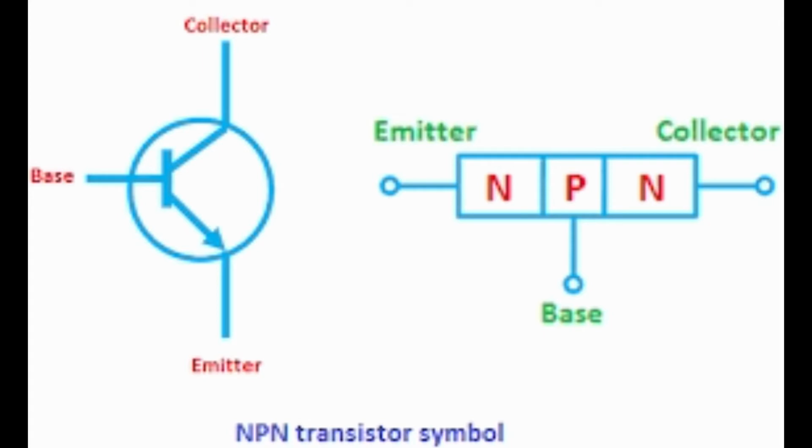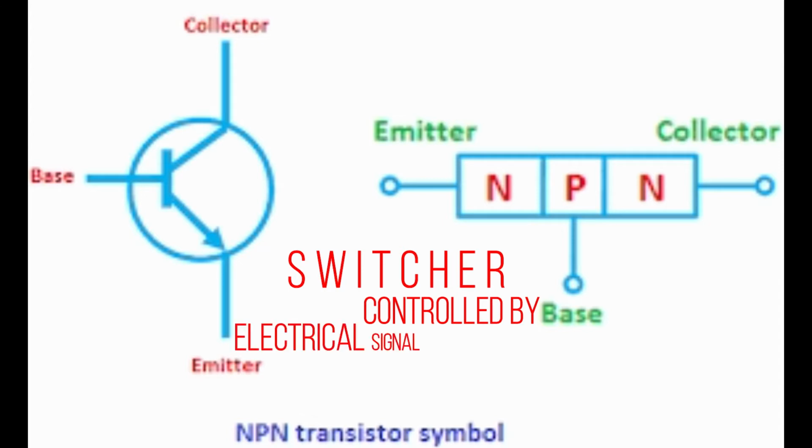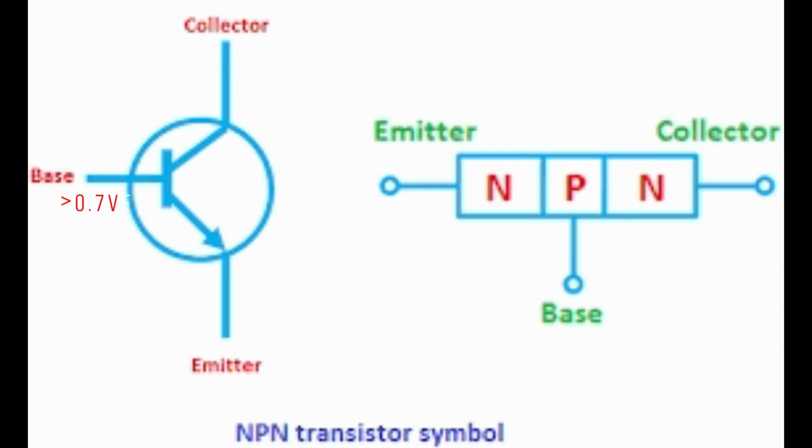A simple way is to look at the transistor as a switch that is controlled by an electrical signal, just like a relay, but this is a more basic one. If you put at least about 0.7 volt between the base and the emitter, the transistor will turn on. Note that this is true for NPN transistors only. There are also other types, but we just need to focus on this one.